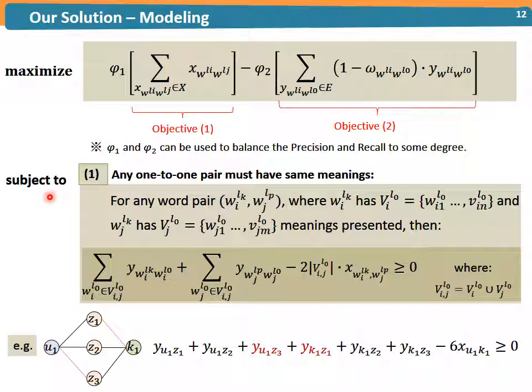And we also formalized the constraints. The first constraint is that any one-to-one pair must have the same meanings, and this is the linear expression. For example, in this pivot graph, if U1 and K1 are a one-to-one pair, then all these 6 edges should exist. Or in this expression, if the value of the x variable is 1, then in order to satisfy this inequality, the value of all these y variables should also be 1.